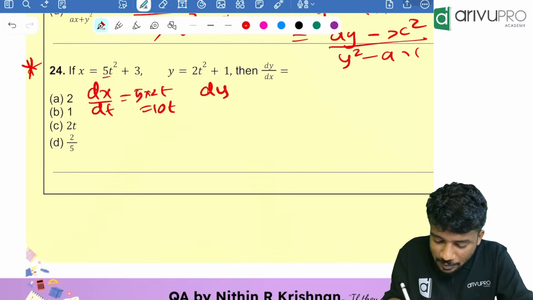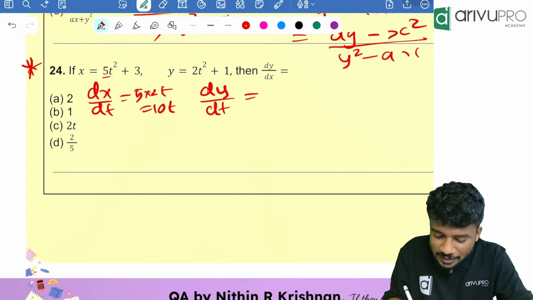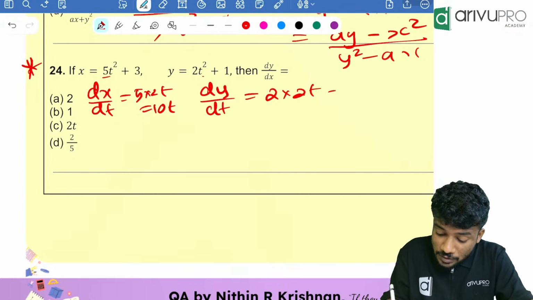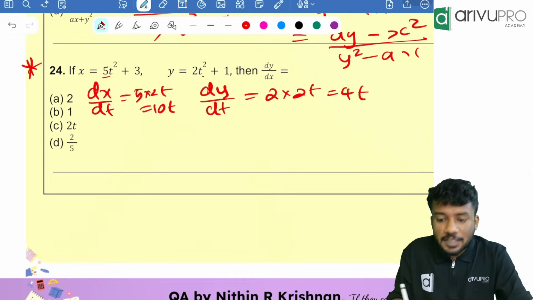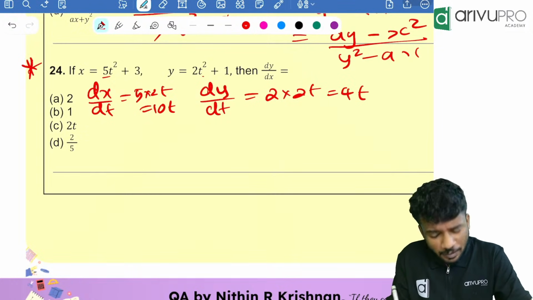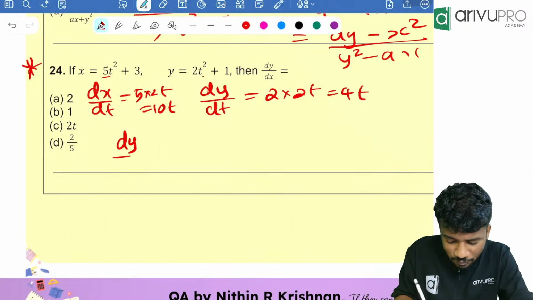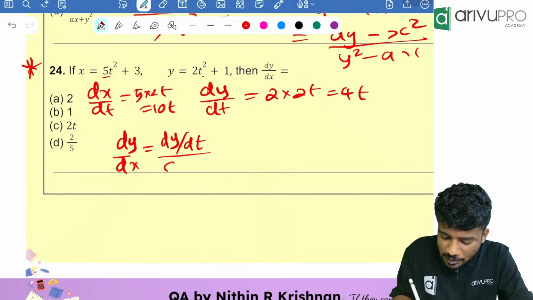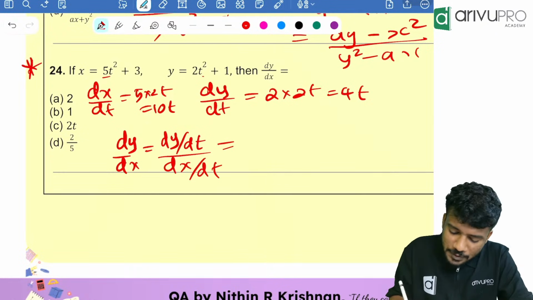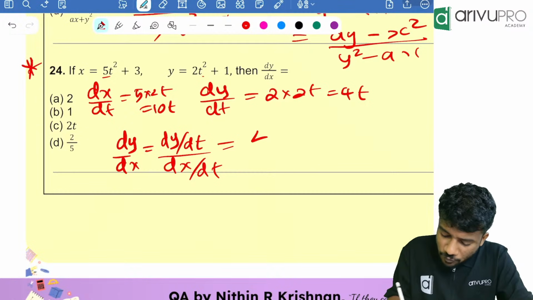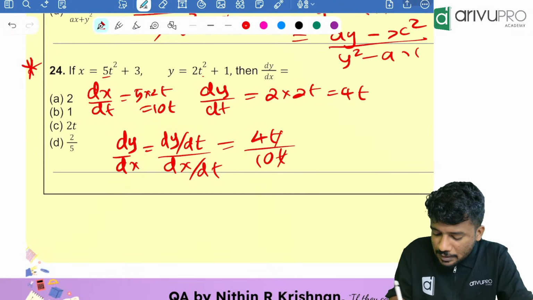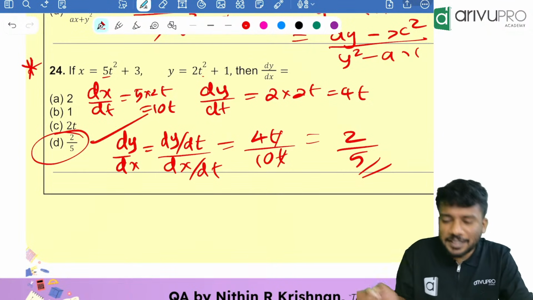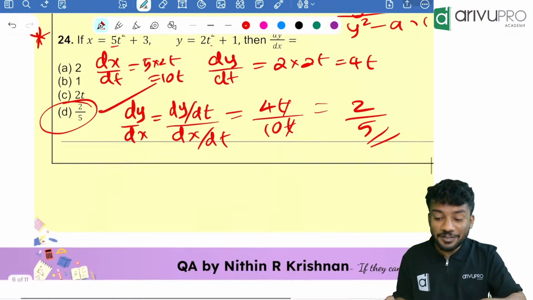Then dy by dt is 2 into the derivative of t square, which is 2t, equal to 4t. So dx by dt and dy by dt are there. How to find dy by dx? dy by dx is dy by dt divided by dx by dt. Substitute: 4t divided by 10t, t cancels, then cancel both with 2, so 2 by 5. Option D is your answer. Very good question, very easy answer.